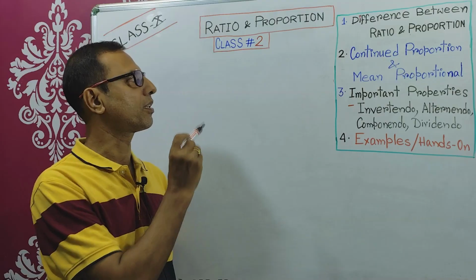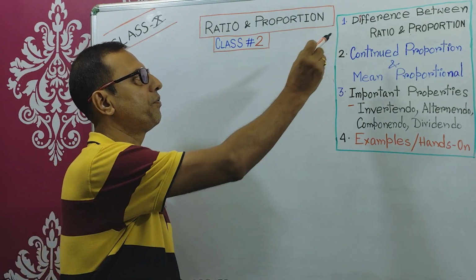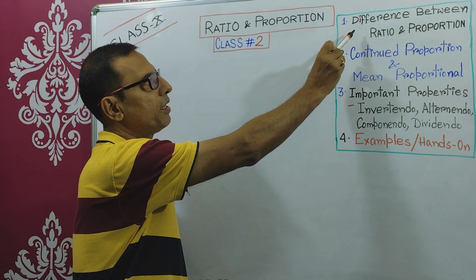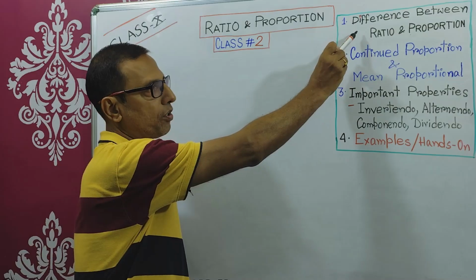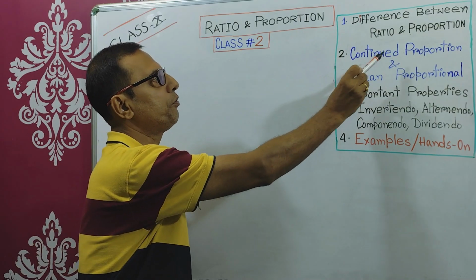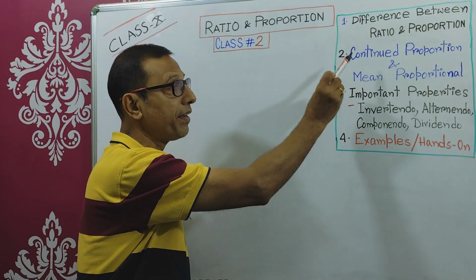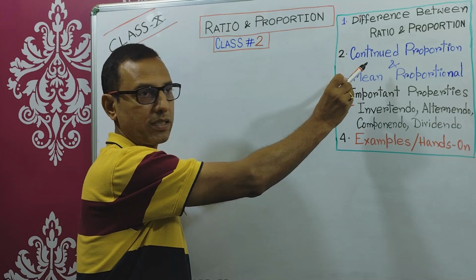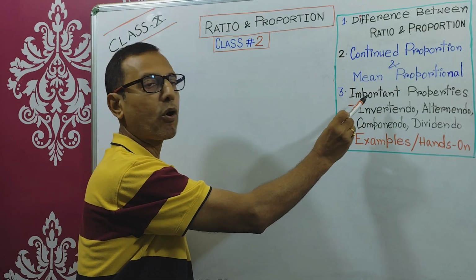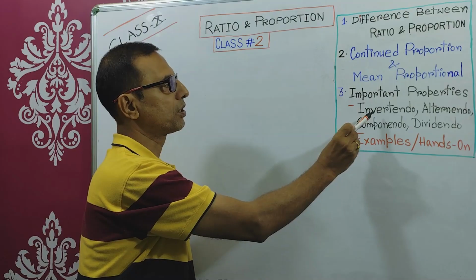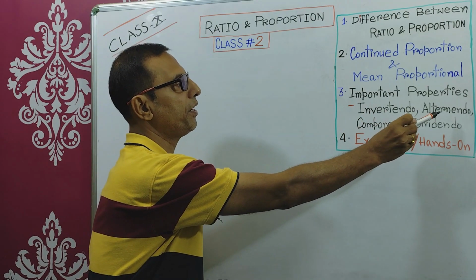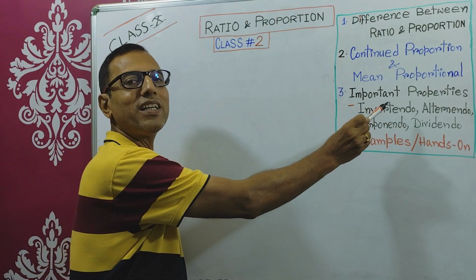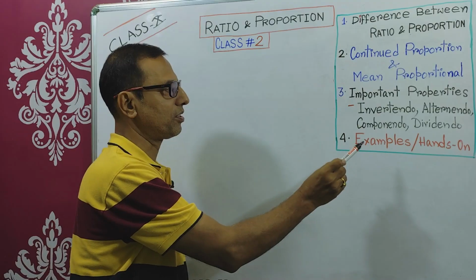In this particular class, I am going to cover the difference between ratio and proportion, which I already explained in my first class, but I will still give a quick recapitulation. Second, what is continued proportion and what is mean proportional, very important, most of the times you will have a question in the exam. Third, a few important properties of proportion, named invertendo, alternando, componendo, dividendo. It looks like a Spanish kind of term, but this is very simple. These are just terminology, right?